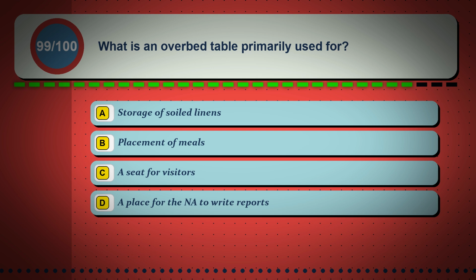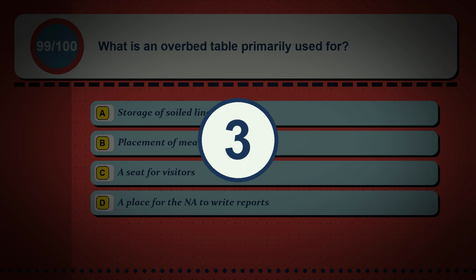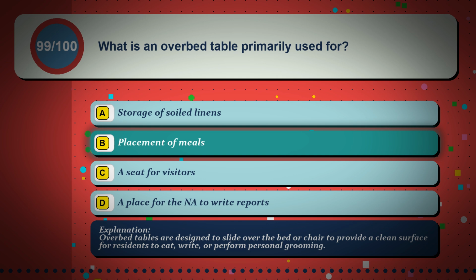Question 99. What is an overbed table primarily used for? Option A, storage of soiled linens. Option B, placement of meals. Option C, a seat for visitors. Option D, a place for the NA to write reports. The correct answer is option B, placement of meals. Overbed tables are designed to slide over the bed or chair to provide a clean surface for residents to eat, write, or perform personal grooming.